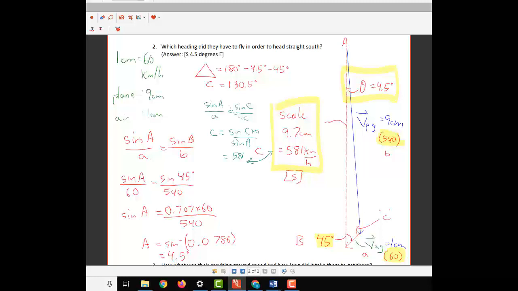So you can use pure math, you can use scale diagrams, both are good. Okay, so their official correction, they'd have to aim their planes a little bit, 4.5 degrees specifically, to the east, and that would allow them to travel due south.